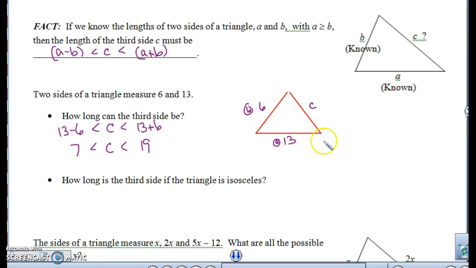So if I wanted this to be an isosceles triangle using these dimensions, what would the third side have to be? Would it be 6 or would it be 13? Well, because an isosceles triangle has two congruent sides, it either has to be 6 or 13. If our C has to fall between 7 and 19, would it have to be 6 or 13? It would have to be 13, because 13 falls between 7 and 19, and that will give me two sides congruent. So if the third side is 13, this would be an isosceles triangle. 6 doesn't work because it's too small.